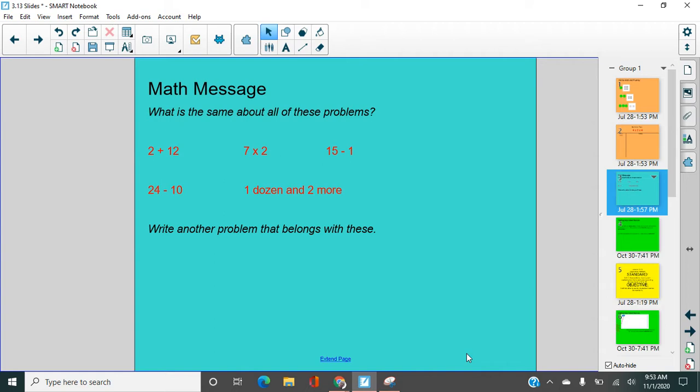Today, we are going to look at name collection boxes, and you're going to find out what those are in just a moment. Here's a math message, though, for you. Take a look at all of these problems. What is something that is the same about all five of these problems?